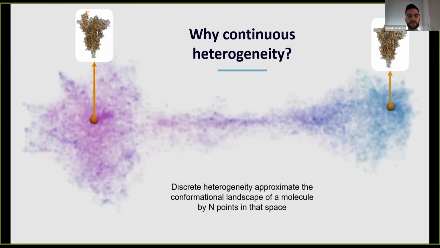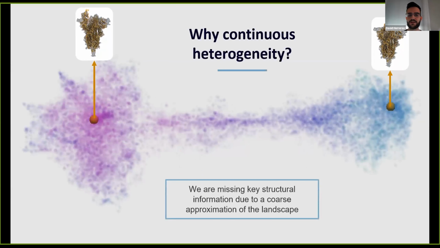And if we superimpose this, now we are seeing that actually we were missing key structural information, and it was not just a few states, but actually a lot of things: the transition between these two states, but also a lot of different conformations that are living within each of these different classes. So actually going into continuous heterogeneity is worth it.